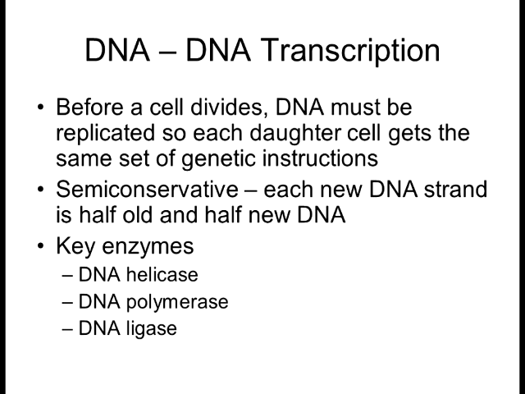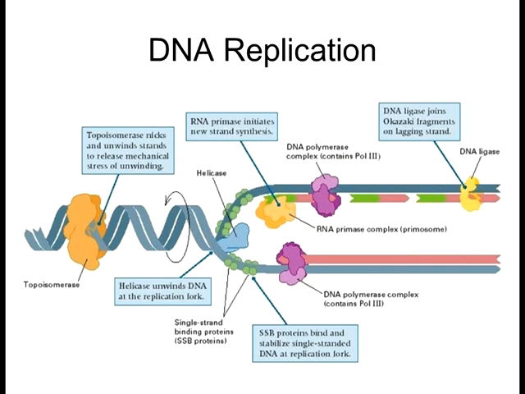Now, DNA is double-stranded. Remember, it's held together by hydrogen bonds. So in order to copy the DNA, the first thing that has to happen is the DNA has to be pulled apart. Here comes the first enzyme, called DNA helicase. If you think of the word helix, like the double helix, DNA helicase essentially unwinds the DNA. That's its job. So it comes in and pretty much breaks the hydrogen bonds, splitting the DNA into two separate strands. So that's one of the first steps that has to happen.